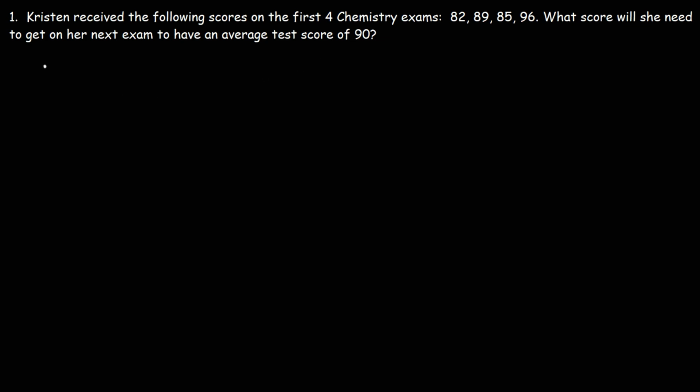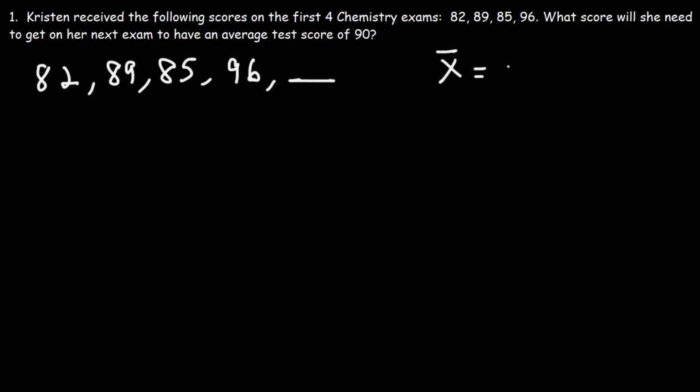So what we have is there are 5 exams. The first exam she got an 82, on the second she got an 89, on the third she got an 85, on the last one, the fourth exam, she got a 96. Now, we want to know the missing value, or the value of her fifth exam, such that the average test score will be 90. How do we find the missing number? Well, let's write some equations.